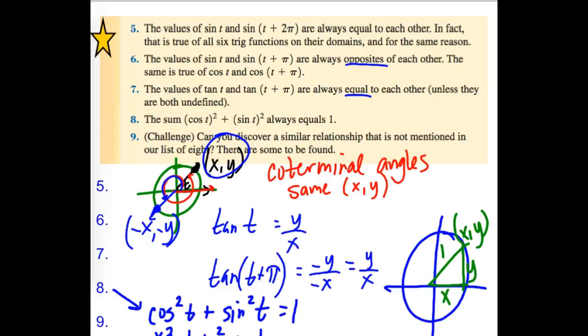All right. The challenge question. Can you discover a similar relationship that is not mentioned in our list of 8? We've been talking about sine, cosine, tangent, right? Come up with something, maybe using the other 3 trig functions. Piggyback off of one of the statements we have, but convert it to a secant, cosecant, or cotangent. Go ahead and talk at your tables about that for a second.